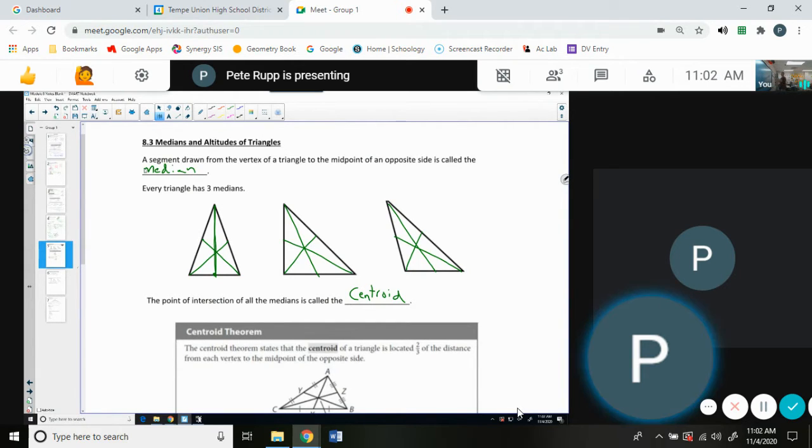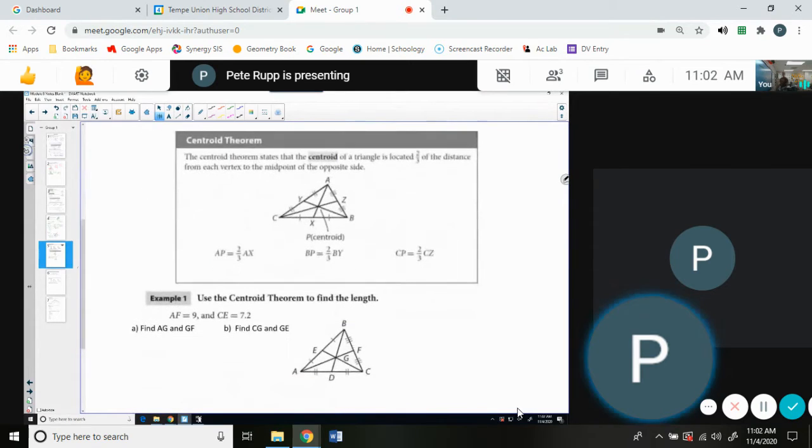There's a theorem on the centroid. The centroid theorem states that the centroid of a triangle is located 2/3 of the distance from each vertex to the midpoint of the opposite side. So there's this 2/3, 1/3 relationship. Let me focus on AX here. I'm going to blow that up and have A and X, and then you have this point P, which is the centroid, located right here inside the triangle. This piece is 2/3 of the total length from A to X, and this part is 1/3.